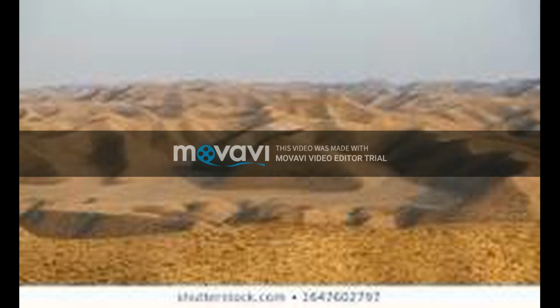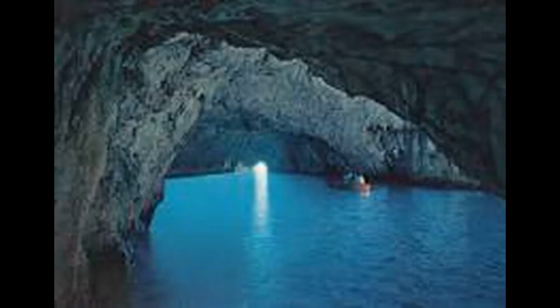Erosional landforms of waves. Due to waves, erosional landforms occur. Some erosional landforms of sea waves are sea cliff, sea cave, beach, etc. These types of landforms are created by the erosion of waves. Now we'll see sea cave.